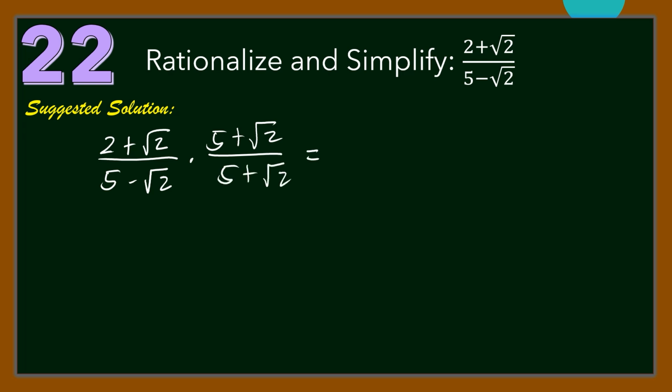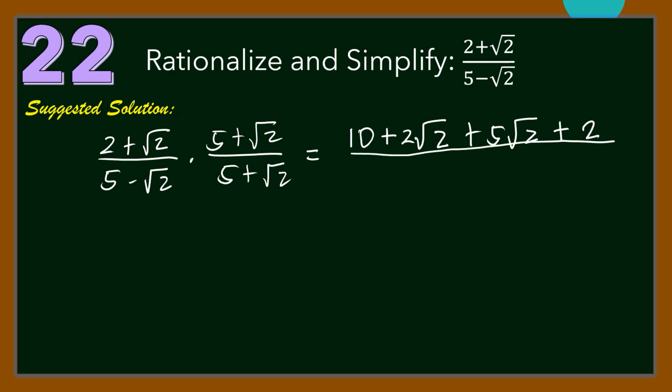In the numerator, we have 2 times 5, that's 10, 2 times square root of 2, and then 5 times square root of 2, and then square root of 2 times square root of 2 is 2. In the denominator, we have 5 squared minus square root of 2 squared. Simplifying, we have 10 plus 2 is 12. 2 plus 5 is 7, so we have 7 square root of 2 over 23.